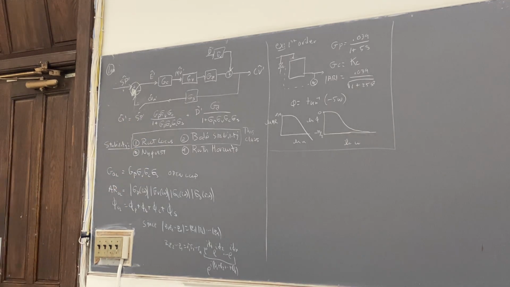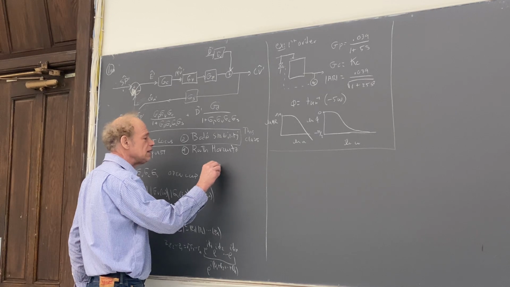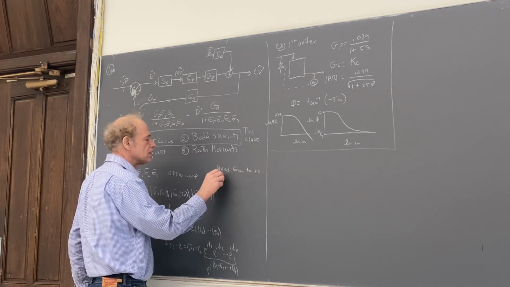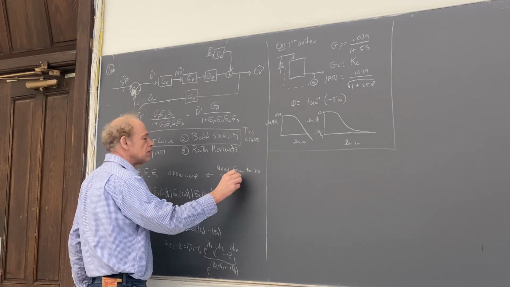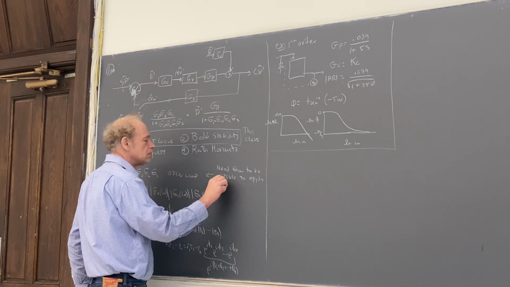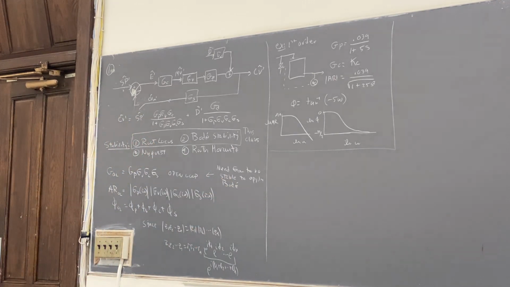And for the Bode stability analysis, we assume that we need G open loop to be stable to apply Bode. Okay, so how does this work?